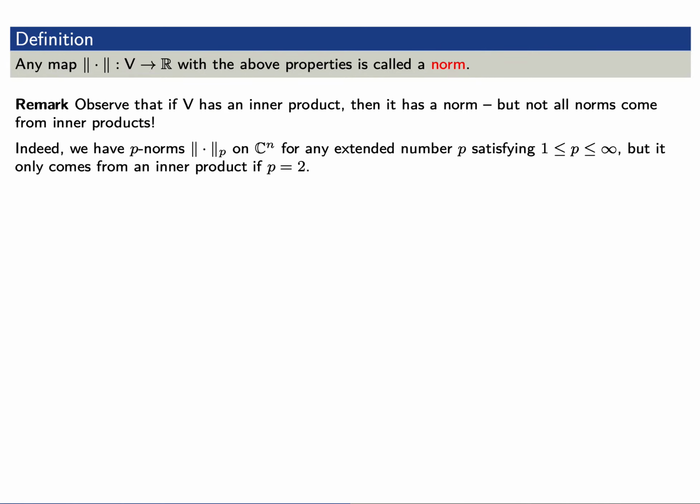If V has an inner product, then it has a norm. This is our proposition, our theorem, 6.2. However, not all norms come from inner products. Indeed, let's consider any p-norm that we've defined so far. The p-norm is an example of a norm, but it only comes from an inner product when p is equal to 2.